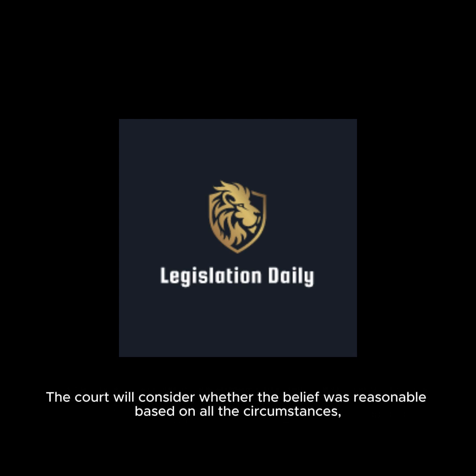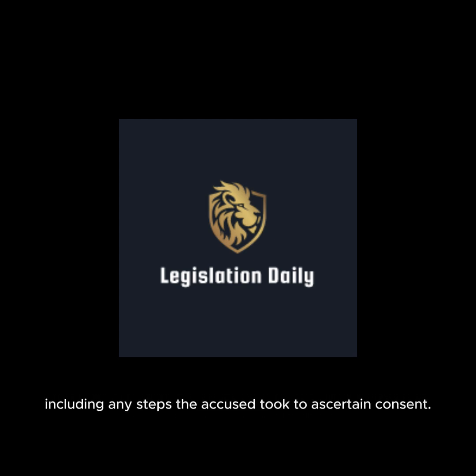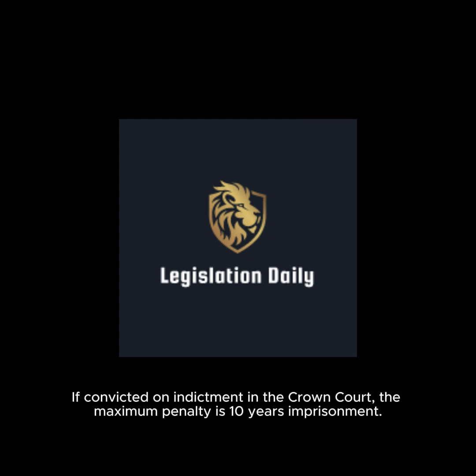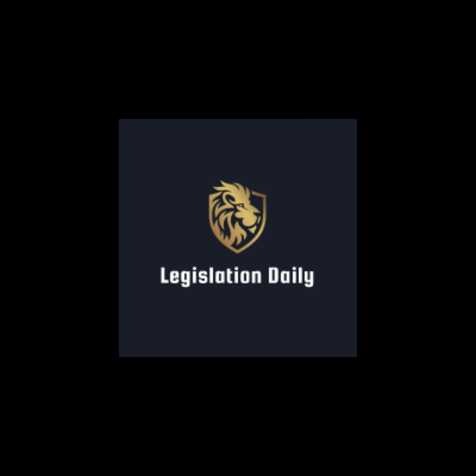The court will consider whether the belief was reasonable based on all the circumstances, including any steps the accused took to ascertain consent. Sexual assault is a serious offence with significant penalties. If convicted on indictment in the Crown Court, the maximum penalty is 10 years imprisonment. If tried summarily in a magistrate's court, the maximum penalty is 6 months imprisonment and/or a fine.